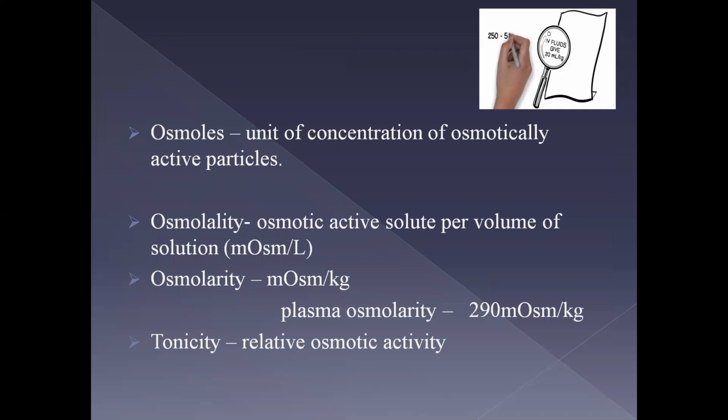Next, we will be going into some basics, as we all know, but we will just touch these concepts. Osmole, as you know, is the unit of concentration of osmotically active particles. Osmolality is osmotically active solute per volume of solution, that is milliosmol per liter. Osmolarity is osmol per kg, and it is very important that plasma osmolarity is 290 milliosmol per kg. It is a very important MCQ also. Tonicity is relative osmotic activity.